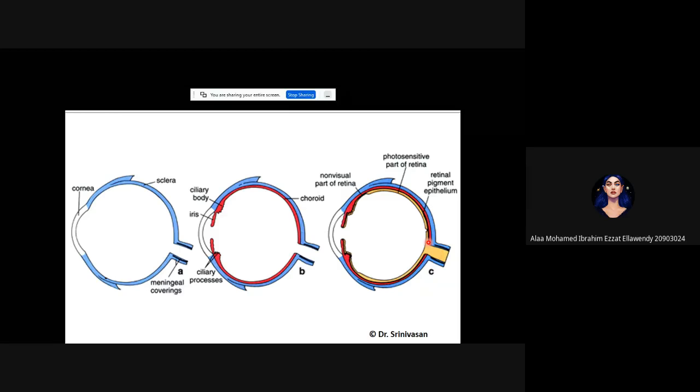Doctor, which one is transparent and which one is opaque? The sclera is opaque, the blue colored portion, whereas this part, the cornea, is transparent.